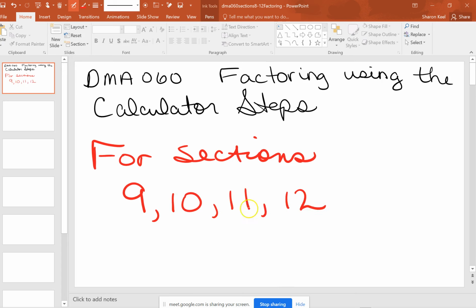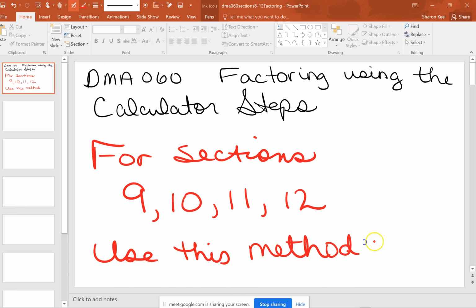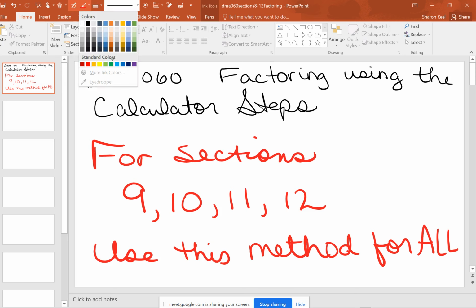So all 4 of these sections, it'll appear in MyLabs Plus. There's 4 different ways to factor. And yes, there are numerous ways you can factor. You may use this method that I'm going to show you for all of these sections. You do not need to learn and memorize the other ways. This is the way that your instructors in Math 171 will be doing the factoring using the calculator steps. So that's why we teach it using the same format.